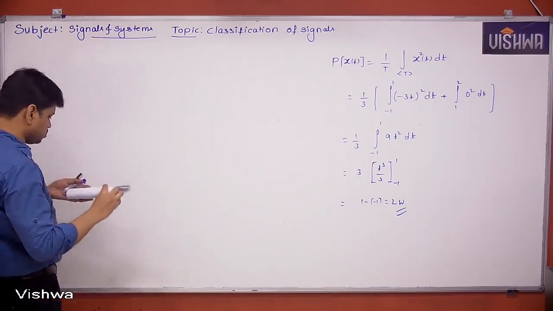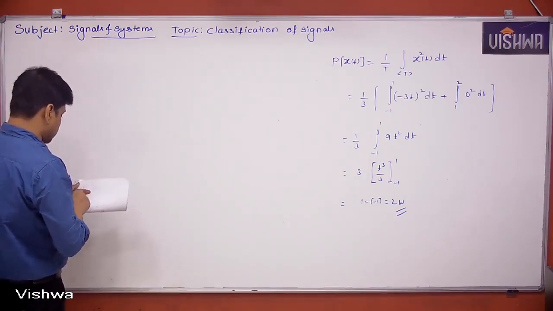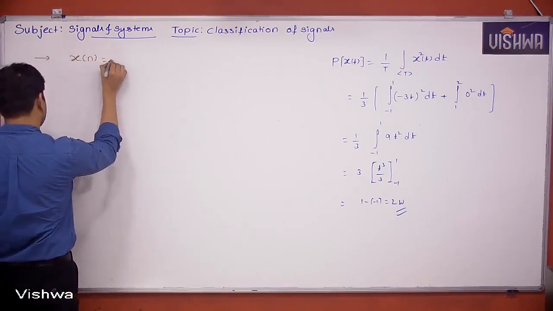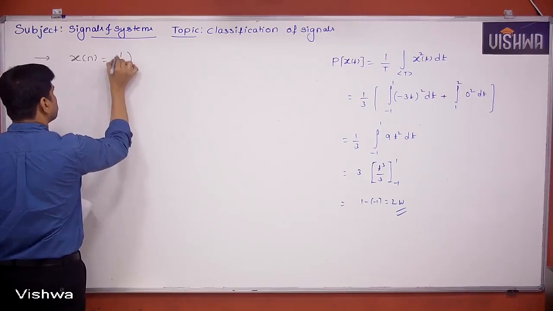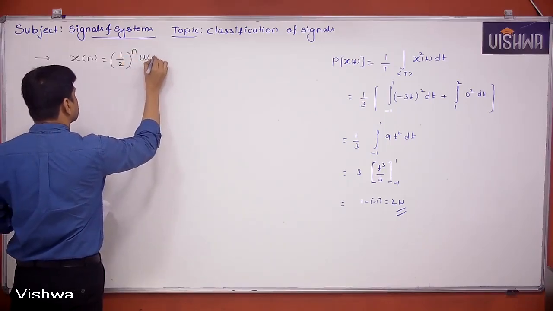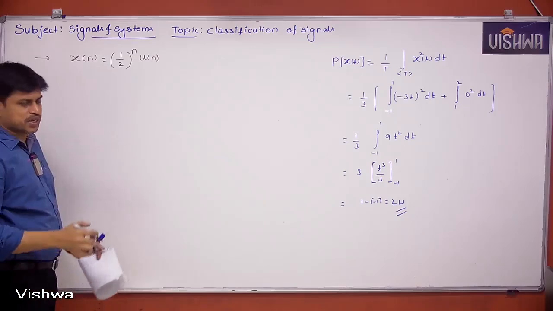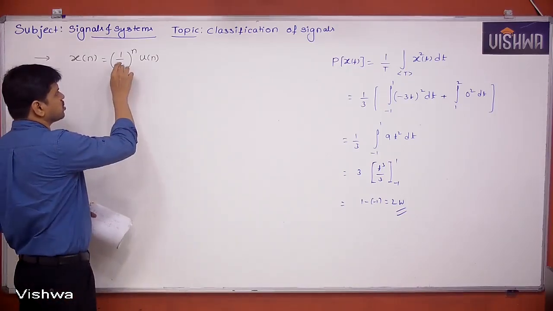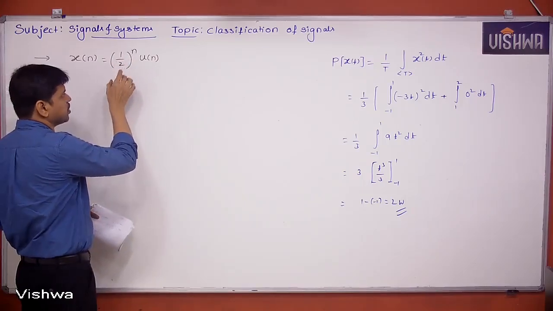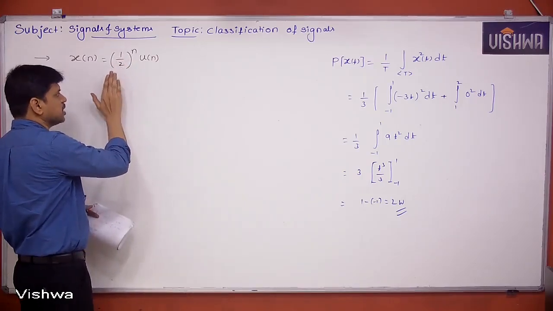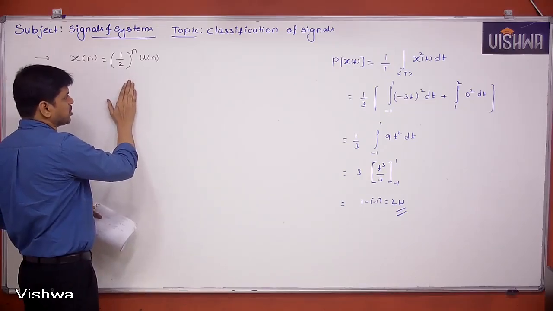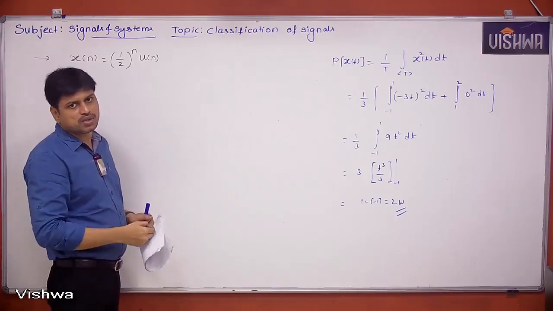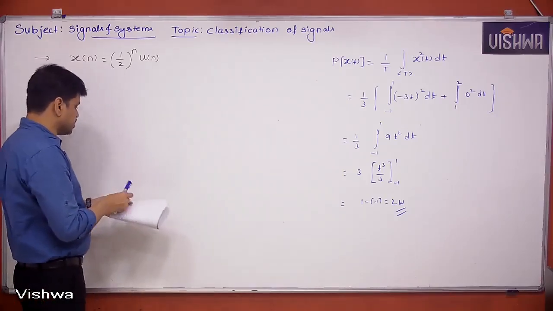Now, some examples. x of n is equal to (1/2) to the power n times u of n. First of all, we have to understand what kind of signal it is. Is it neither an energy nor a power signal? No, because it is a decaying exponential: for (1/2) to the power n, the magnitude of the base is less than 1. So it is not a neither-energy-nor-power signal; it is an energy signal because its amplitude tends to 0 as n tends to infinity. So it is an energy signal.